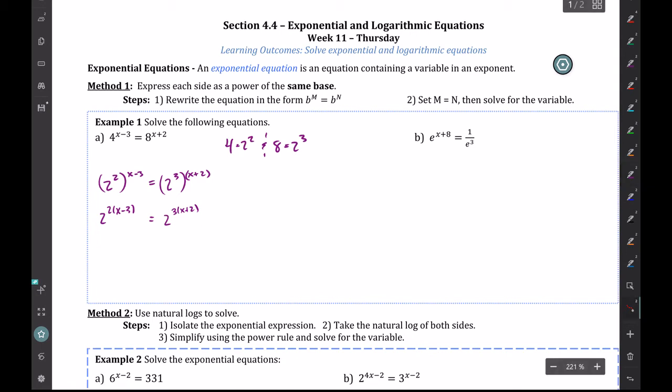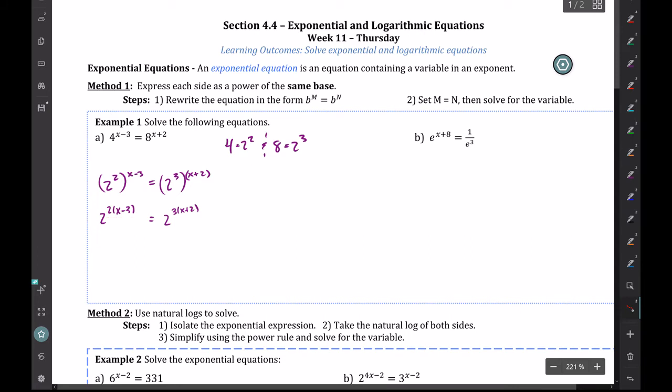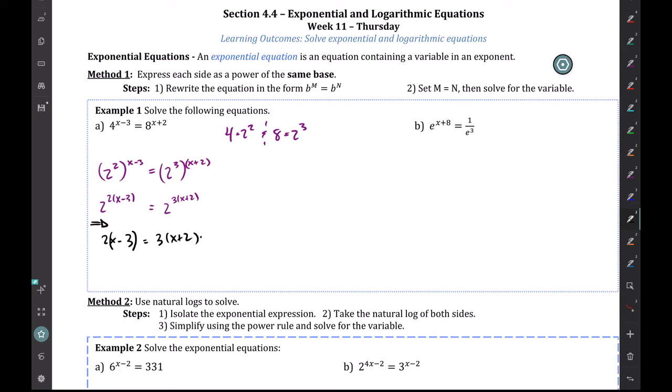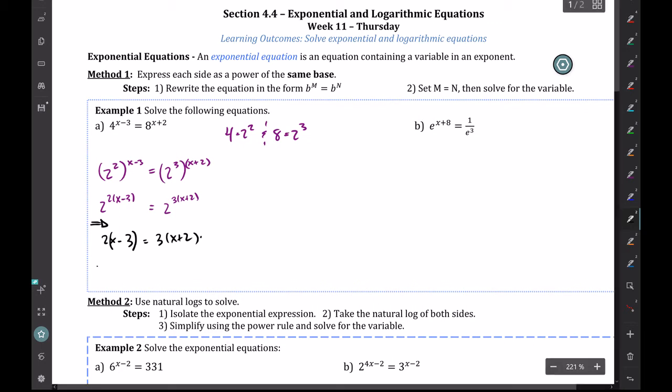So we can set 2x minus 3 equal to 3x plus 2. And now we solve for x. Oh, I need to put parentheses around the x minus 3 there, right? That's a common mistake that people make when solving these things. Now I need to distribute, so I should get 2x minus 6 is equal to 3x plus 6.